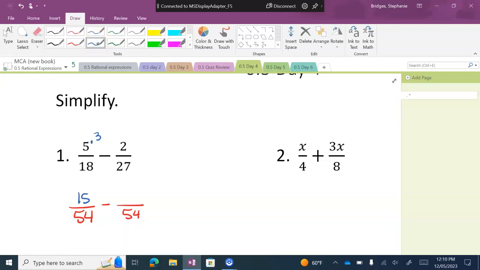And then with that second fraction, what do I multiply 27 by to get 54? 2. So I'm going to multiply the same thing at the top. And 2 times 2 gives me 4. That's the first goal, is to get the same denominator for both of your fractions. I found what number they can both divide into.